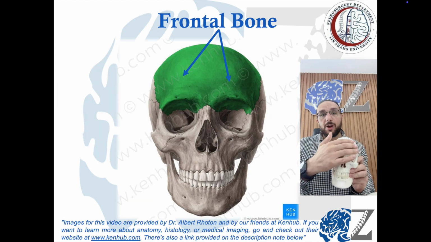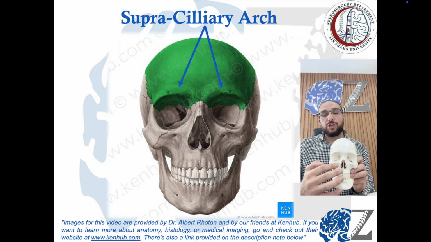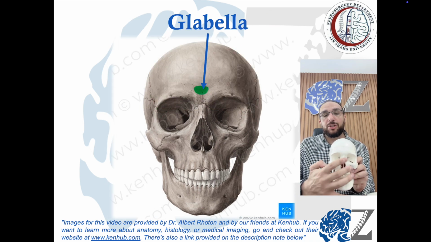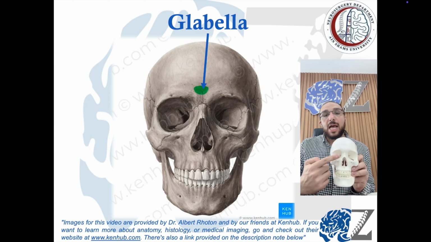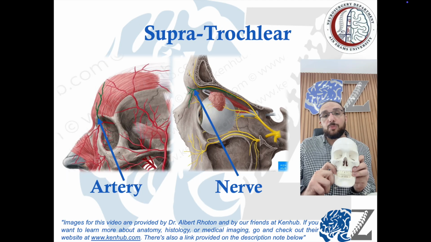As you look at it from front, we can see here that from above it's so flat as it relates to the calvaria, and then as we go downwards we have two supraciliary arches above the orbit. Between them this depression here is called the glabella, and within the supraciliary arches we can see the supraorbital foramen and the supratrochlear notch, and within them passes the supraorbital and the supratrochlear nerves and vessels.